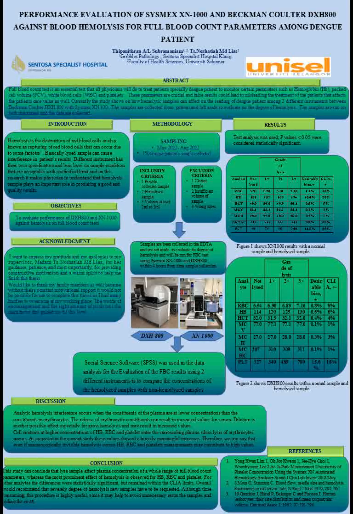Currently, the study shows how hemolytic samples can affect the readings of dengue patients among two different instruments, between DXH 800 and 6max XN 1000. The samples are collected from patients and left aside, the degree of hemolysis is evaluated, and the sample is run on both instruments.